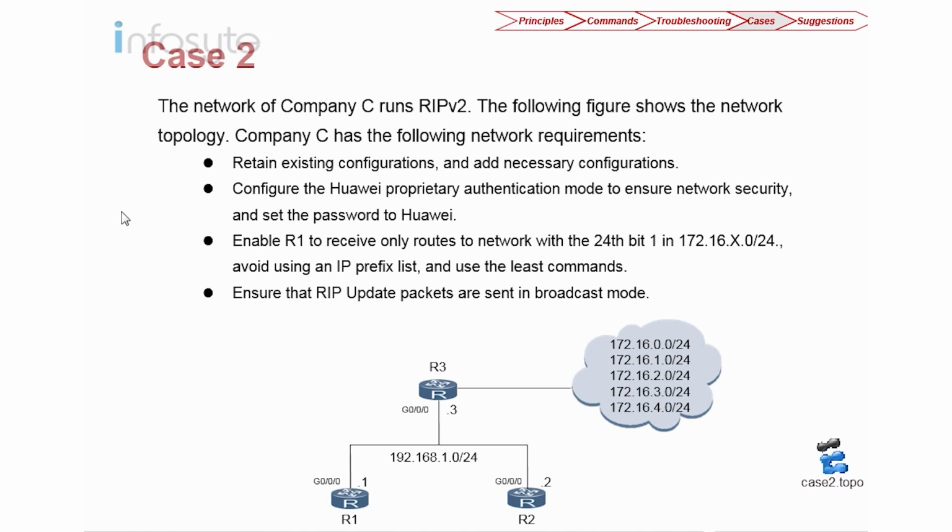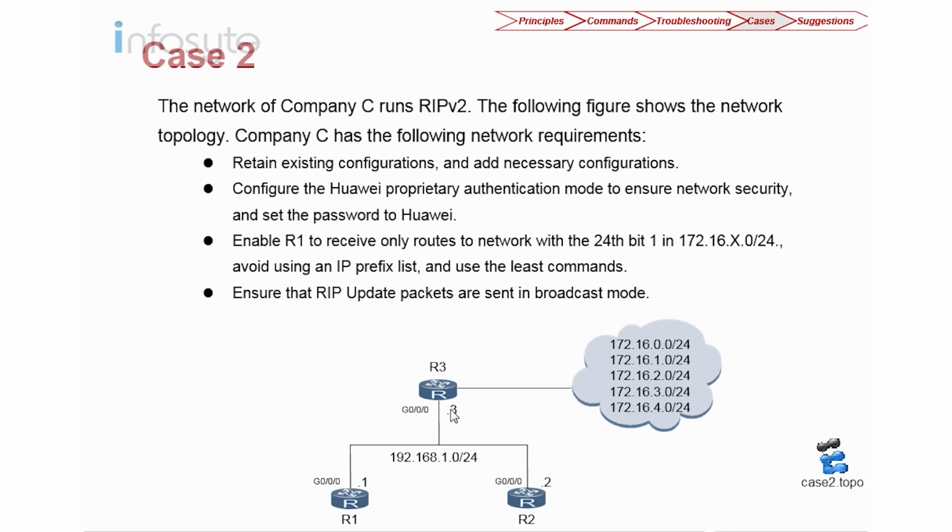Let's look into case number 2. So we have a new topology, company C. Company C runs RIP version 2, and company C has the following requirements. So we have 4 requirements over here. Retain existing configuration and add necessary configuration. So this is very simple.